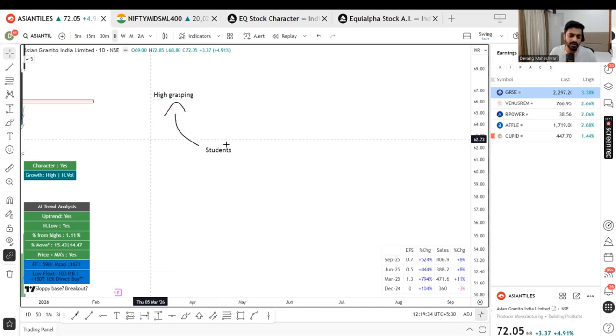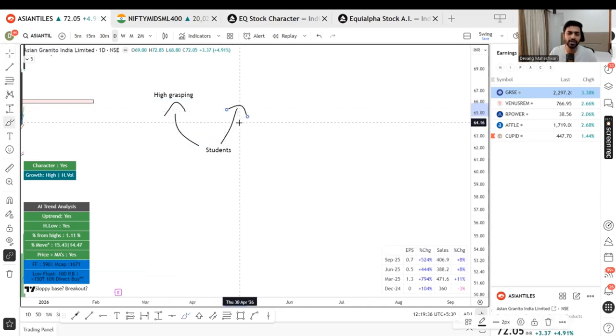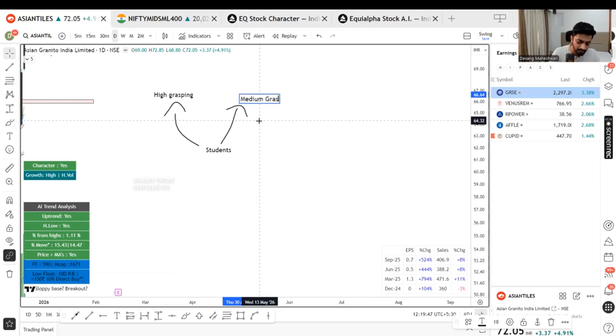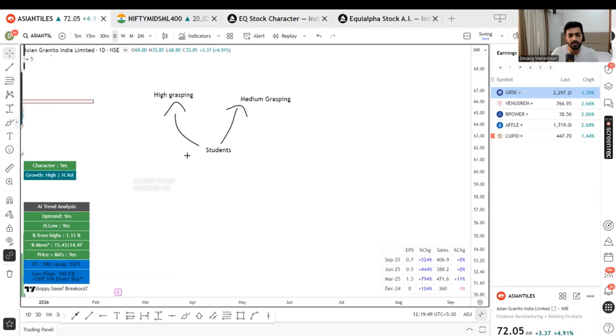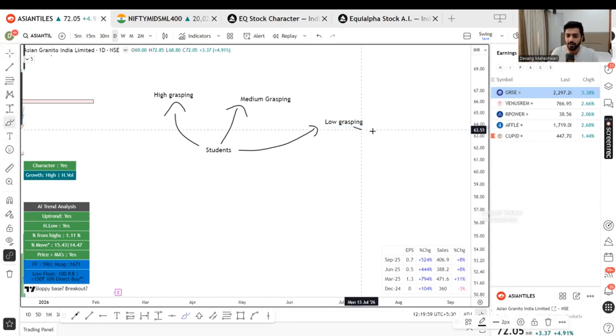There are second students who need 2-3 times. Once you tell them 3 times, 4 times, then only they will be able to grasp it. Medium grasping. There will be a third category also. These are very low grasping power. There can be 2 reasons for low grasping. One reason can be lack of focus.